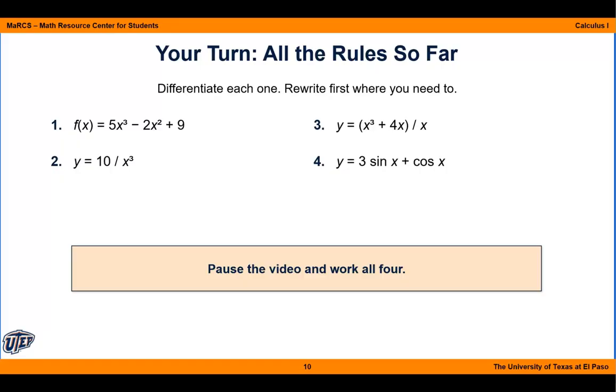Now it's your turn. Differentiate each of the 4 functions using the rules from this lesson. Work term by term and rewrite roots, reciprocals, or quotients before differentiating whenever necessary. Pay close attention to negative exponents and to the negative sign in the derivative of cosine. Pause the video now and work all 4 problems. Then continue when you are ready to check your answers.